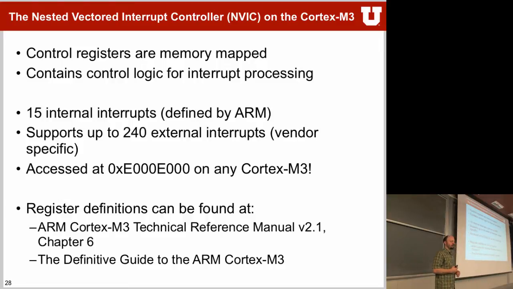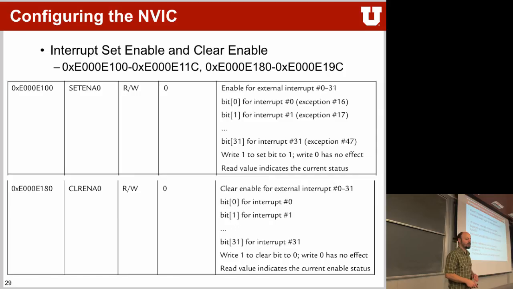The NVIC is used to control, enable, disable. It has all the pending status bits defined inside. It has the enable and disables of interrupts inside and a couple of other configuration registers that we will look at right now. For example, we have the interrupt set enable and clear enable lines. They are going from address E000E100 to 101C, and then another set at 180 to 19C.